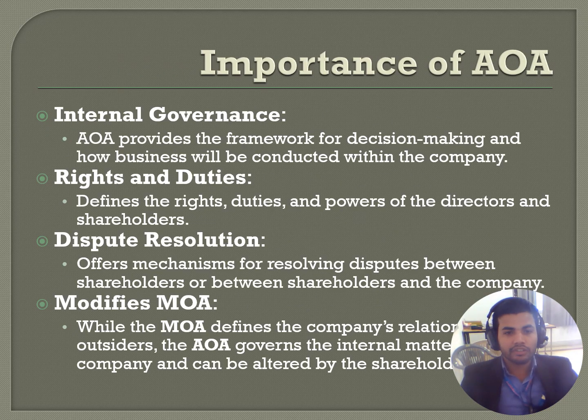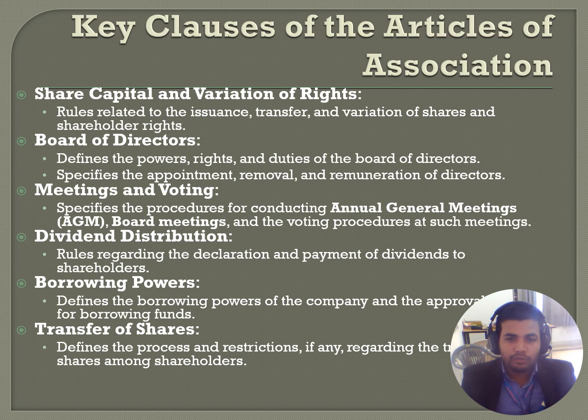The importance of the AOA is to govern the internal governance, to fix the rights, duties and powers of the directors and shareholders, and to offer a mechanism for dispute resolution. It can be arbitration, conciliation, or mediation. It should also have a provision regarding how the Memorandum of Association can be altered. The key clauses in the Articles of Association are regarding the share capital and variation of rights. It should have definite provisions regarding the board of directors, meetings and voting, dividend distribution, borrowing powers, and the transfer of shares.